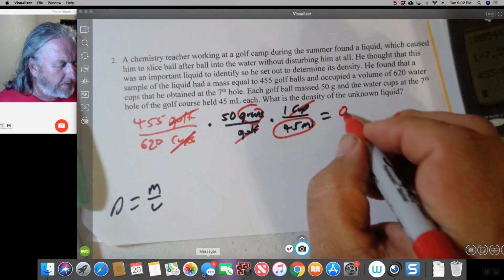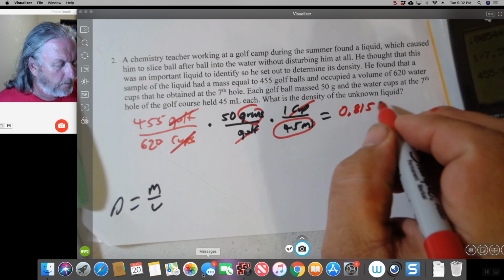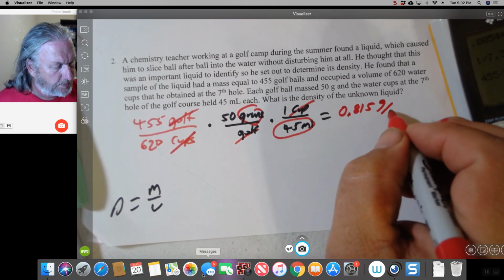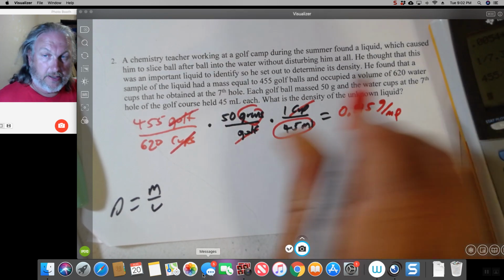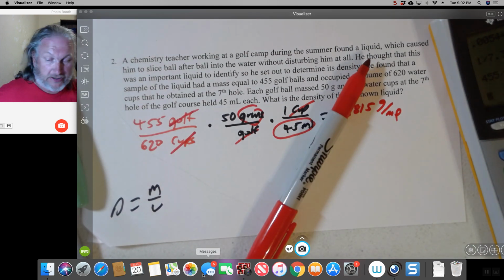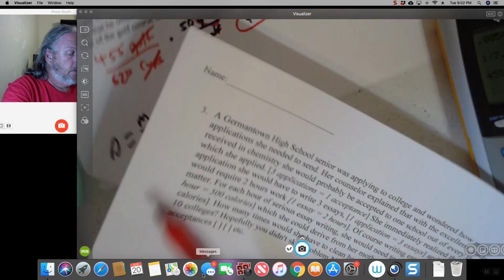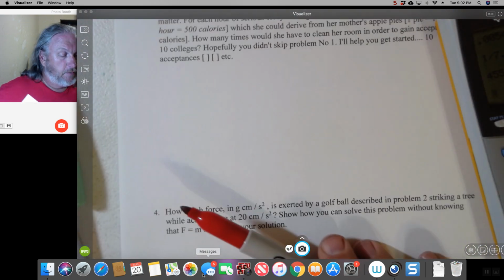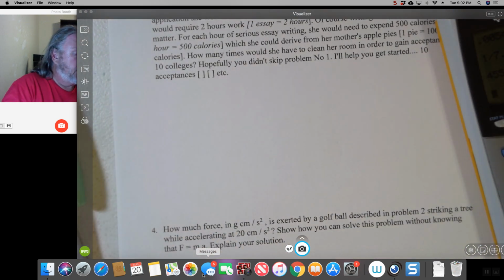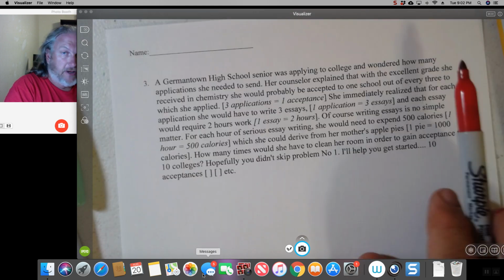Now I'm going to guess that 0.815 grams per milliliter is the density of ethanol, which is a lubricant used on the golf course by a lot of adults. Of course, you guys would never use that because you're underage.